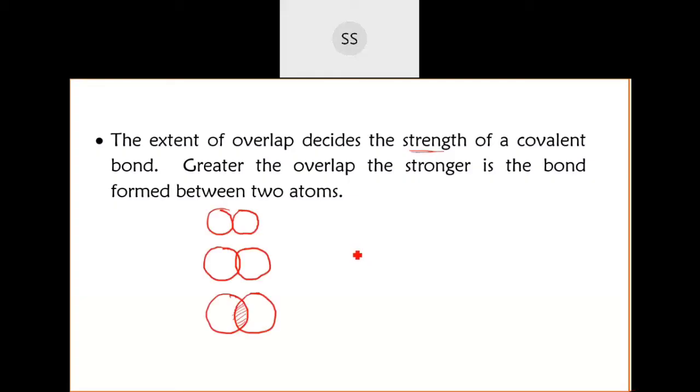So you can imagine and connect with your daily life and then try to remember. They combine together and they become one. That will be called as molecular orbital. Two atomic orbitals fuse together and they become one orbital. That will be called as molecular orbital.